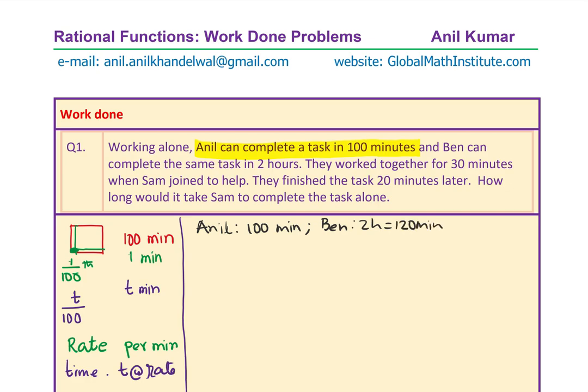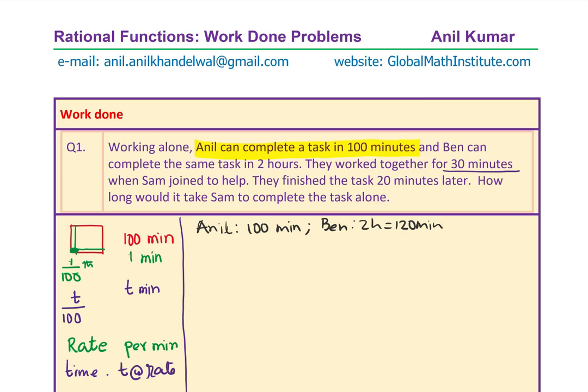Now it says they worked together for 30 minutes when Sam joined. They finished the task 20 minutes later. So when they worked together for 30 minutes, how much of the work was done? That is what we have to figure out, right? So let's see how we'll write this down. So they worked for 30 minutes.